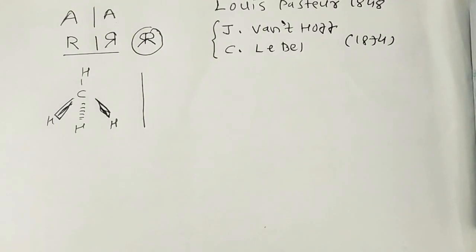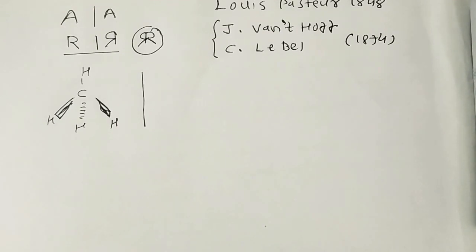Objects which are non-superimposable on their mirror image are called chiral, and the property of this non-superimposability is called chirality, while those which are superimposable on their mirror image are called achiral in nature. So the ultimate test of chirality is the non-superimposability of an object and its mirror image.